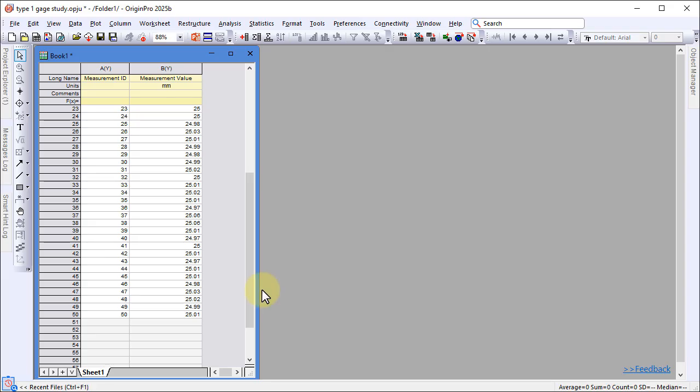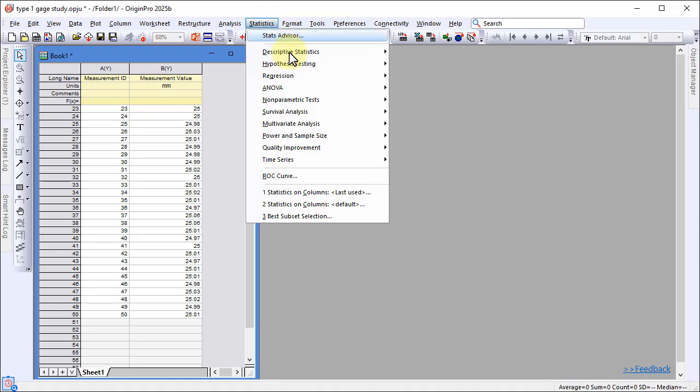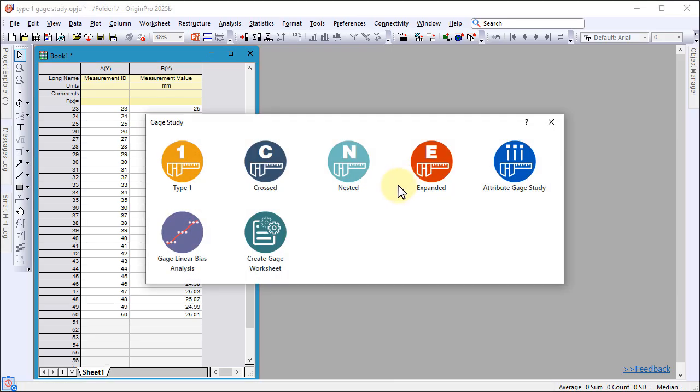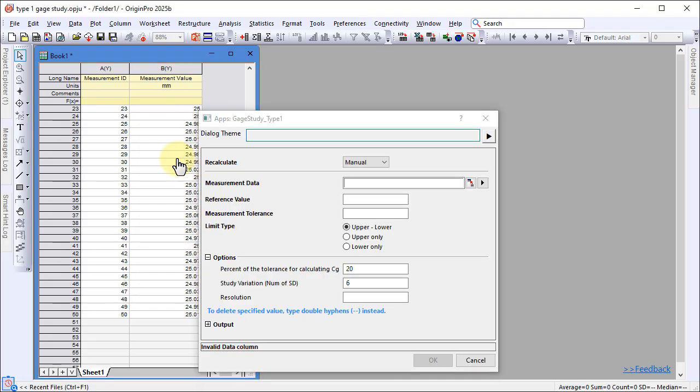Let's open the Gauge Study app. Measurement data are in column B. Reference value is the true diameter of the pipe. This is 25 millimeters. Measurement tolerance is the difference between the acceptable measurement limits. The difference between the upper specification limit of 25.25 millimeters and the lower specification limit of 24.75 millimeters is 0.5 millimeters.